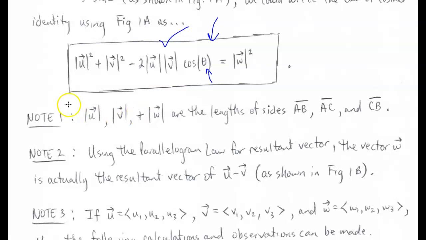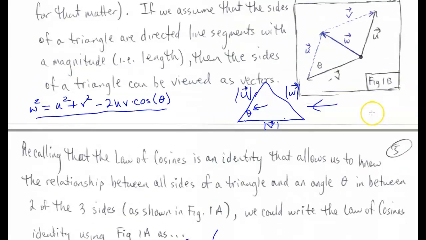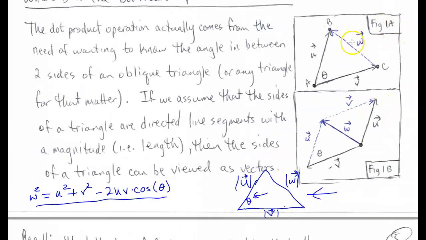The first thing is that we realize that the magnitudes of u, v, and w, which represent the lengths of the sides of the triangle, would be the same as sides AB, AC, and CB. Okay, and that is because if we go back up here to the figure, I've labeled them such. Okay, we got AB here. That's basically what vector u represents. AC represents vector v, and of course CB represents vector w.